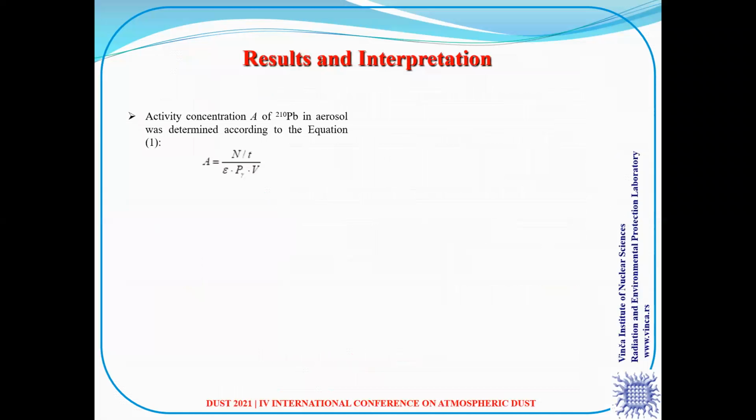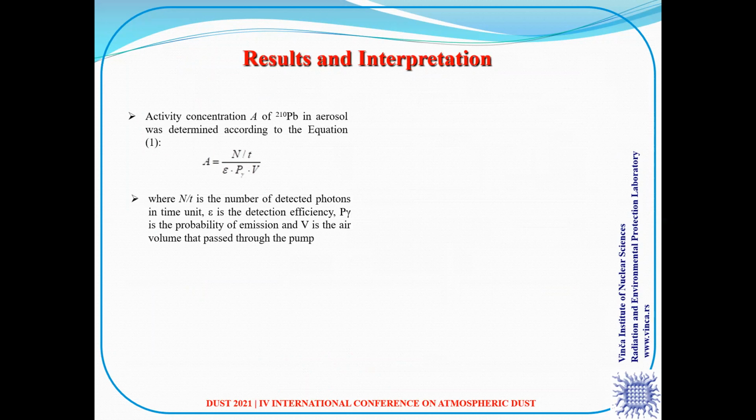Activity concentration of lead-210 in aerosol was determined according to the equation that you can see on your screen, where N over T is the number of detected photons in time unit, epsilon is the detection efficiency, P gamma is the probability of emission, and V is the air volume that passed through the pump.